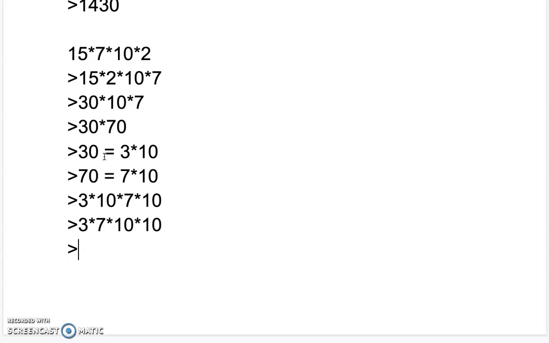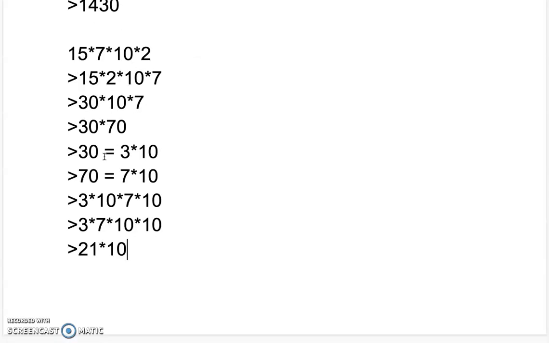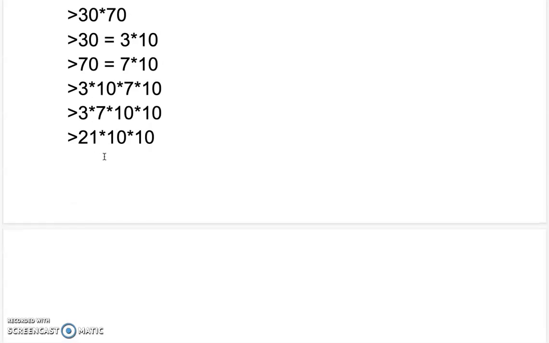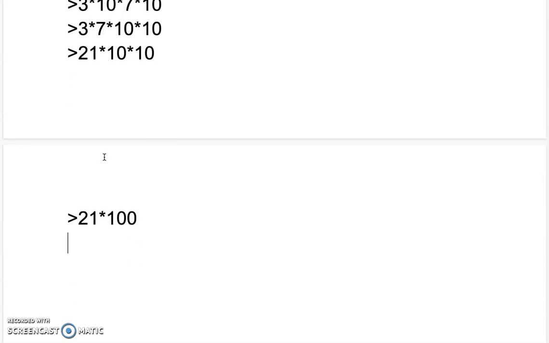So 3 times 7 is of course 21, and then 10 times 10 is 100. So it equals 21 times 100, which is of course, we get the answer, 2100.